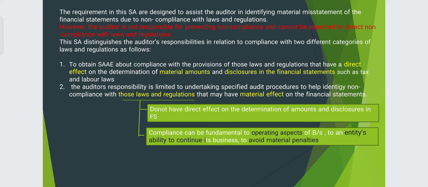We discussed in the first point that they have to ensure that the laws and regulation that have direct effect are properly complied with. But the second point states that they should also identify the non-compliance with those laws and regulation that do not have direct effect on the determination of amount and disclosures, because compliance can be fundamental to operating aspect of business, to an entity's ability to continue its business, or to avoid material penalties.